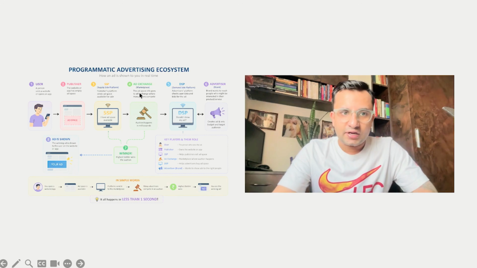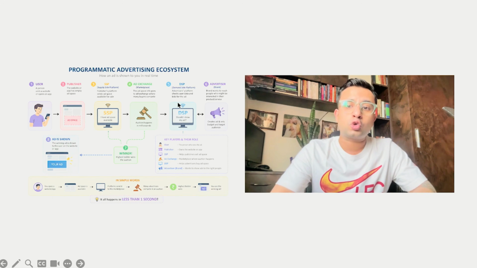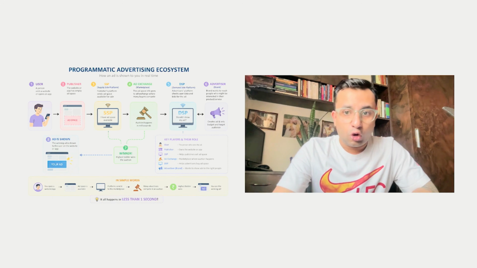Their purpose was different. SSP had empty ad space that the publisher actually owned. DSP wanted some empty ad space to show the ads of an advertiser. Now, whoever wins the bid, their ad is shown. The advertiser, now the last player, is the advertiser.